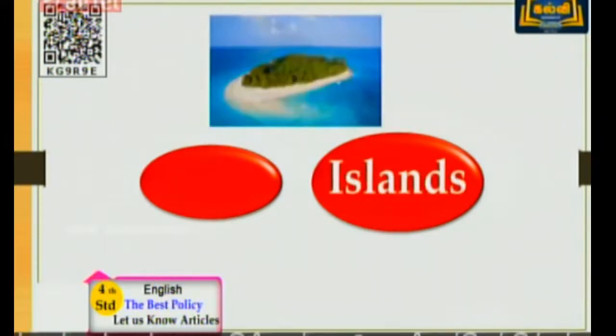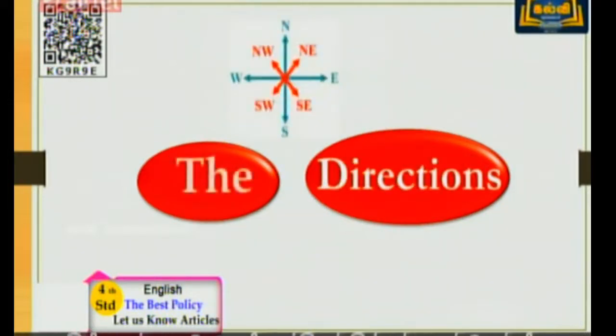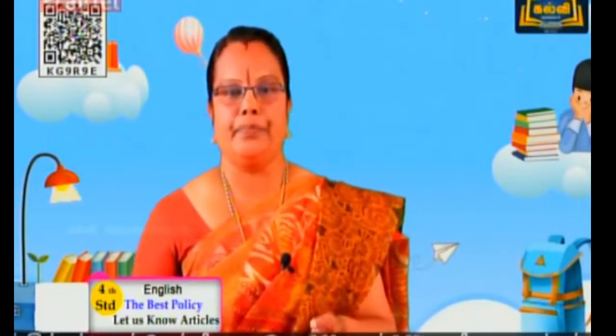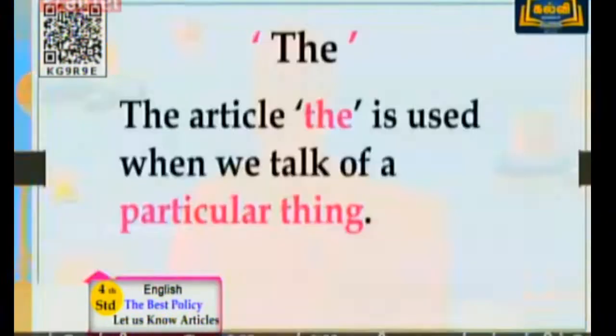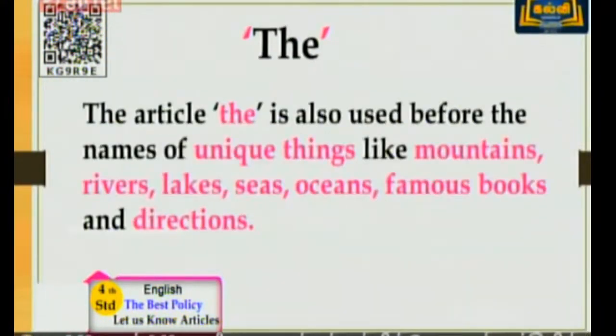And for some of the islands we use the article the, and for the directions, the north side, the south side, we don't say a south side or south side. For the directions we use the article the. So is it very clear for you? That is for the particular things and for the unique things we have to use the article the. If you see some more examples, I think you will be very clear about the usage of the articles.